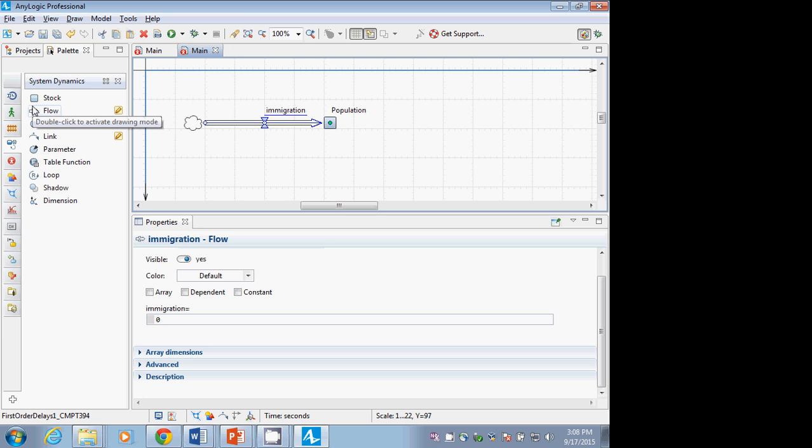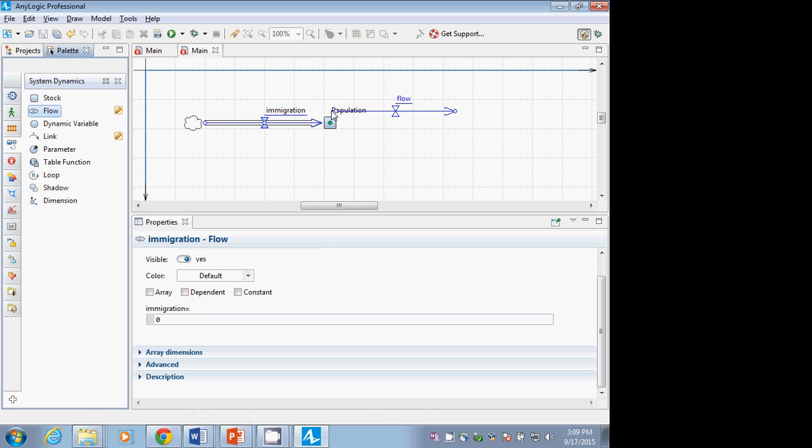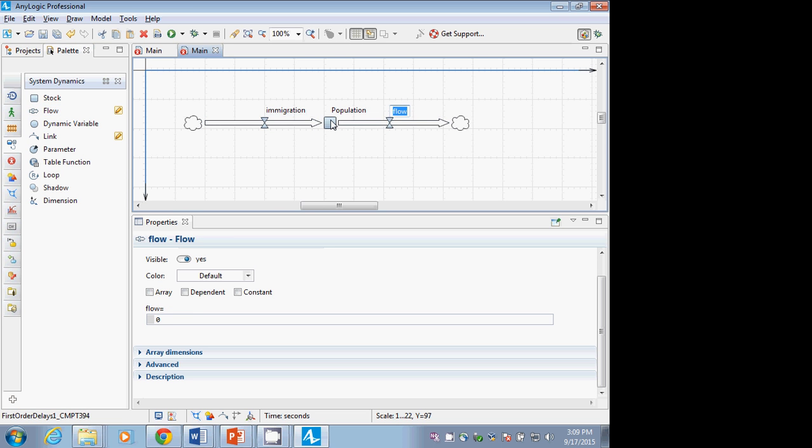Immigration. Great. And then we're going to have a representation of deaths. What is that going to be? It needs to be a flow also, because it's something per unit time, right? So we're going to drag here. Okay, deaths. Great.